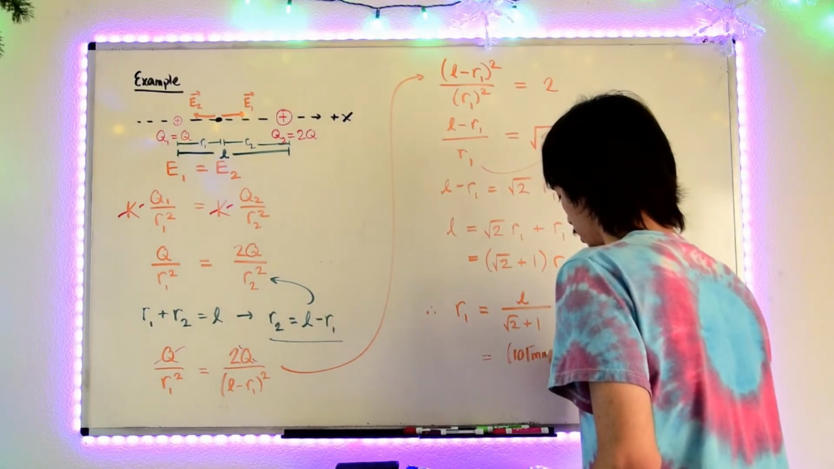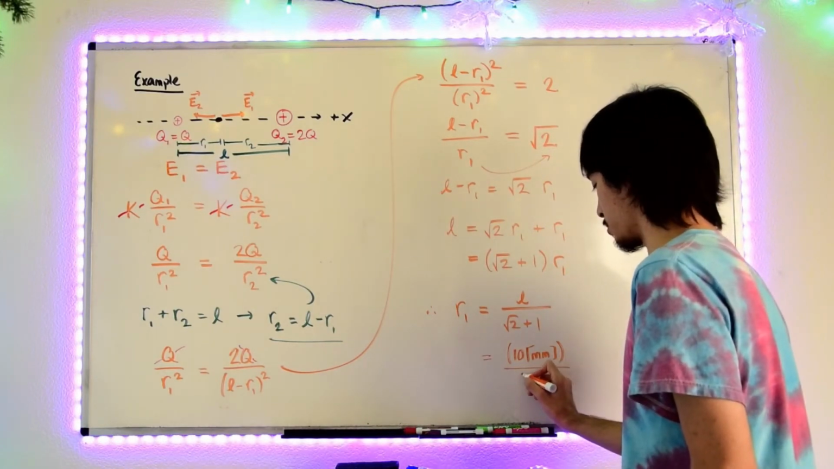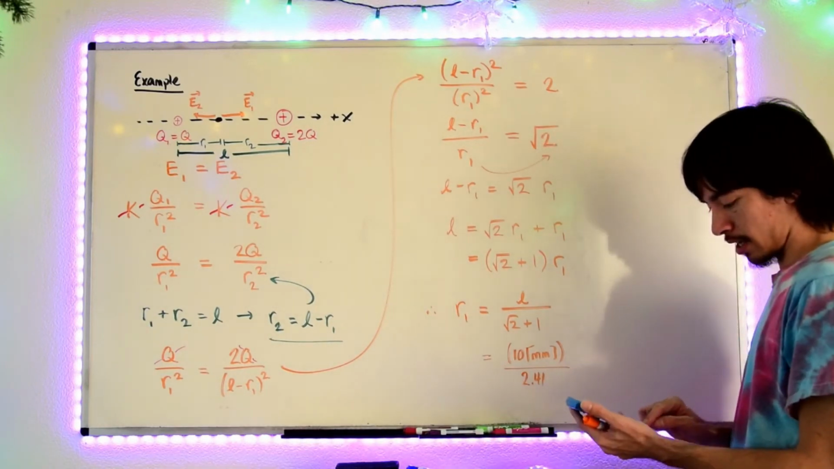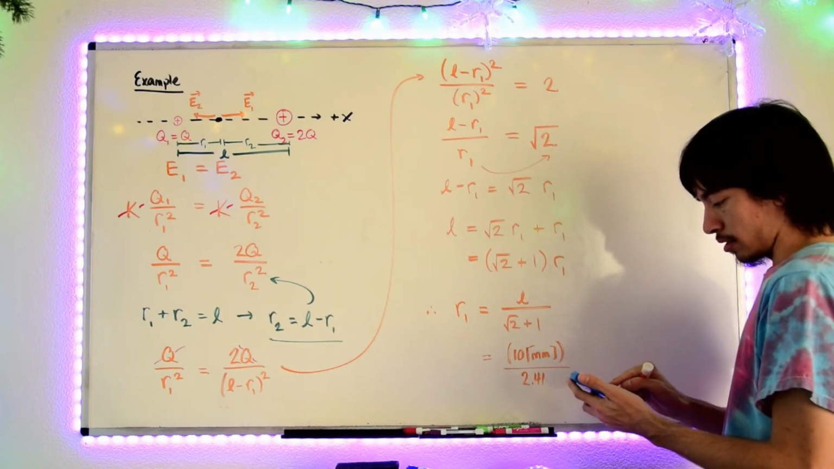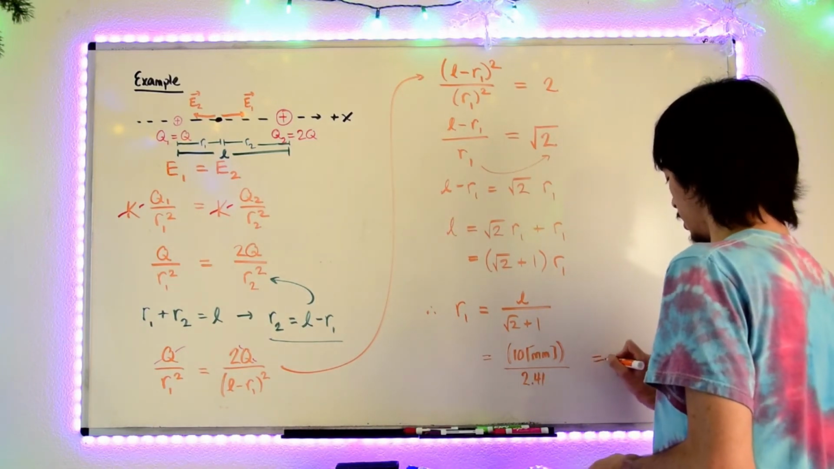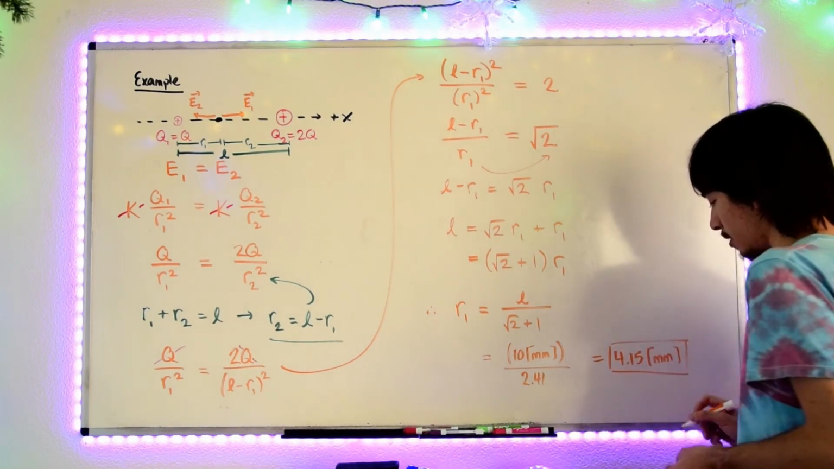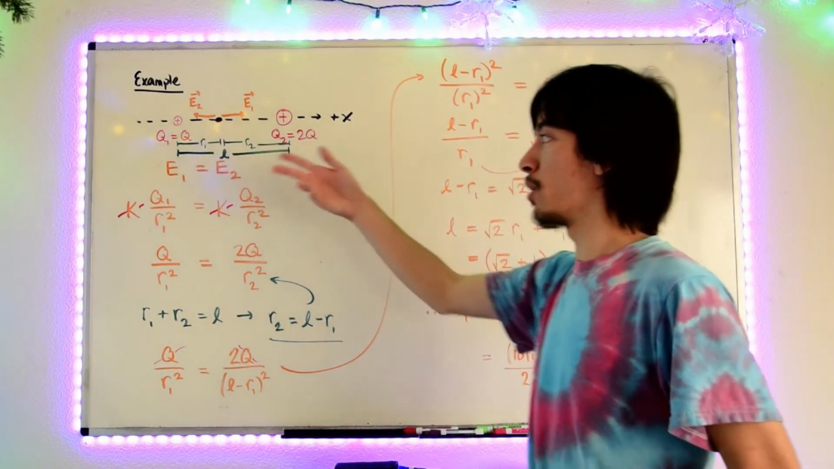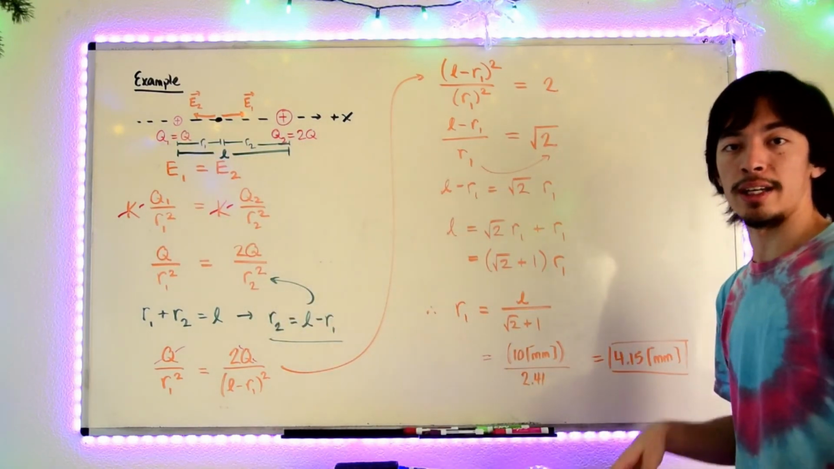Plug in the values. We get 10 millimeters. We can leave it in millimeters because it's the only thing with a unit. Over square root of 2 plus 1, which is approximately 2.41. So 10 over 2.41, we get 4.15 millimeters. Okay. So indeed, the halfway point is at 5 millimeters, and the balancing point, where the two electric fields cancel, is closer to the smaller charge than it is to the bigger charge.